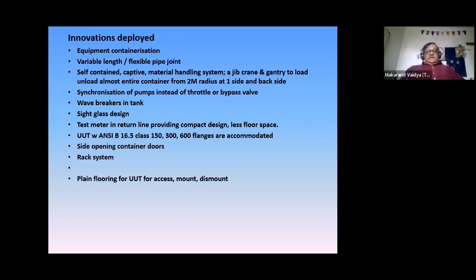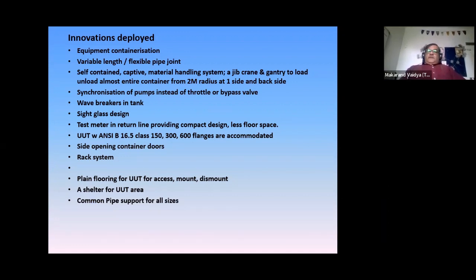And small things, like in the next order, I did the flooring that is required for the UUT, unit under test, for access, mount and dismount. So plain flooring was provided by me for some portion of the container. The shelter was also quite required for the unit under test, as well as the people working outside the container. So that also was taken care of. So those photographs I will show.